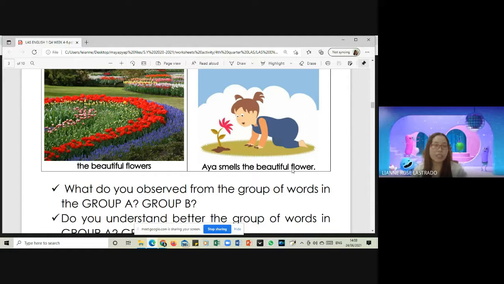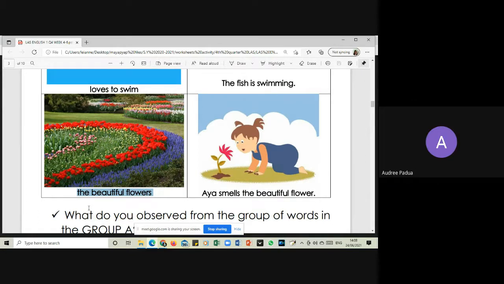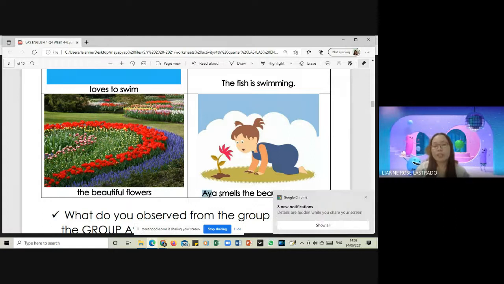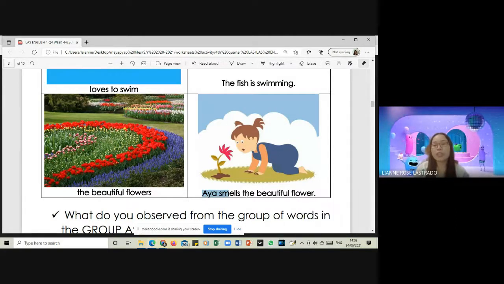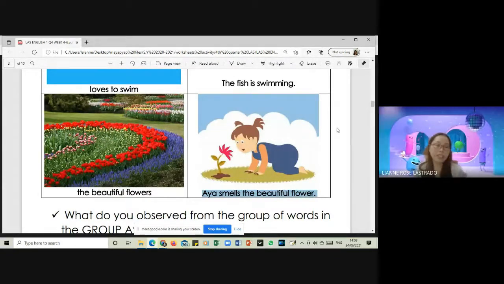Okay, next. Please read this, Marjorie. The beautiful flowers. And this sentence or group of words, please read Alea Rexel. Aya smells the beautiful flower. Okay, thank you so much.